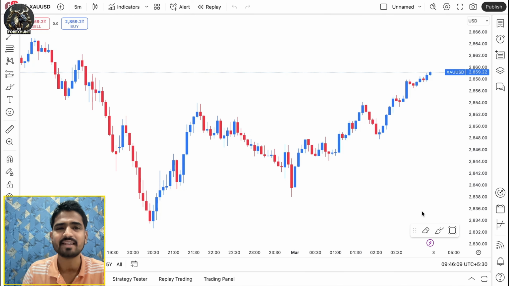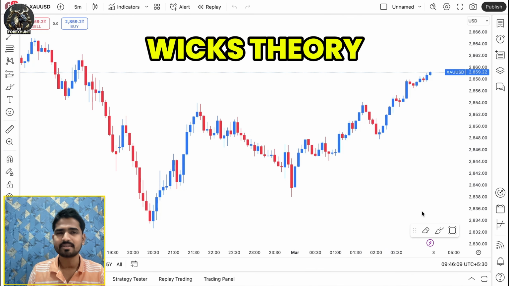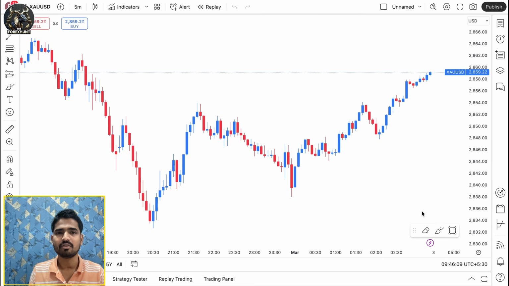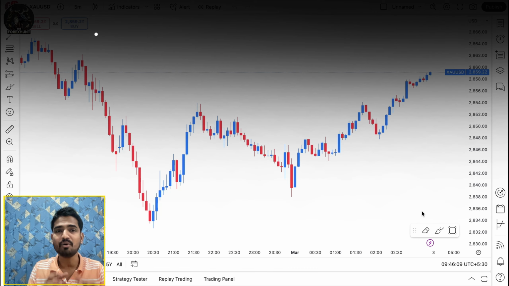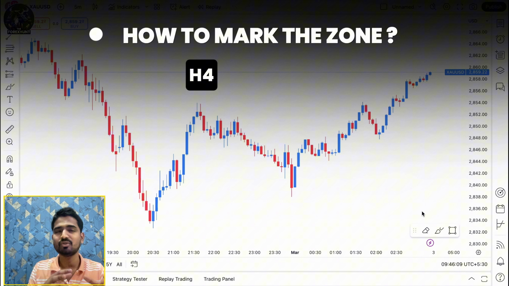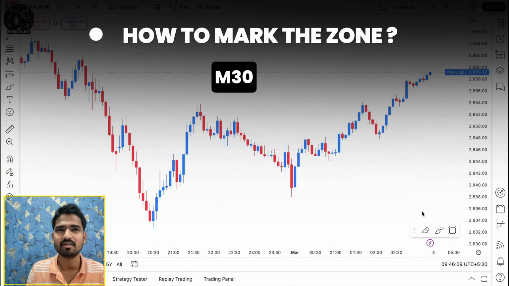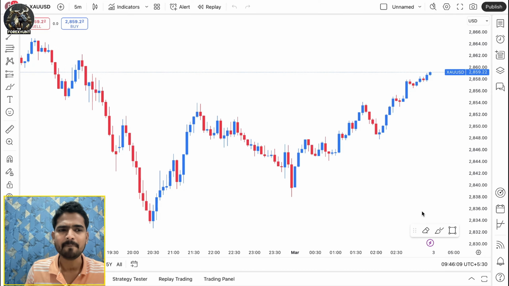And the second thing is that we will talk about the Wicks theory. This is a combination of both the things which in combination becomes something extraordinary, and you will understand how to mark the particular zone in H4 or H1 time frames, and then we will filter out in H1, M30, M15 time frame as well. But the main agenda of the session is that you have to understand the first two lectures and then come to the third lecture.